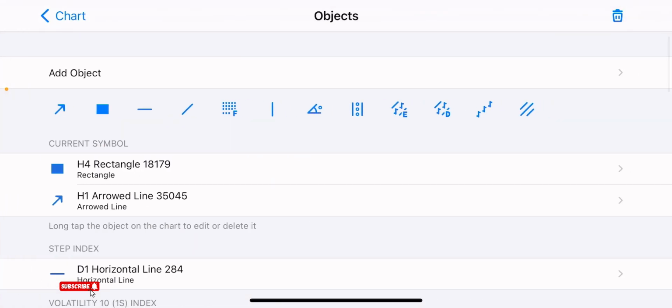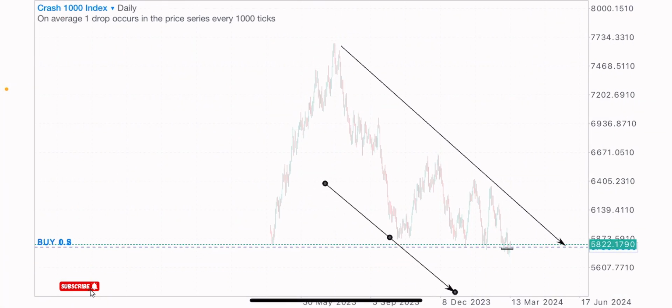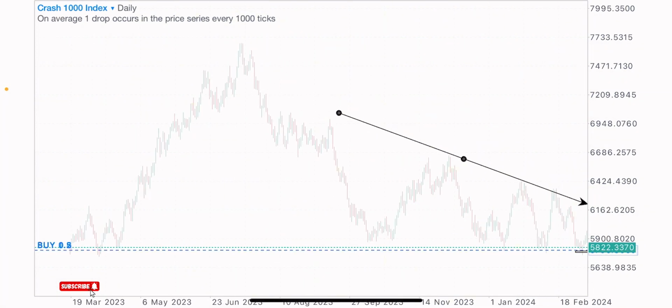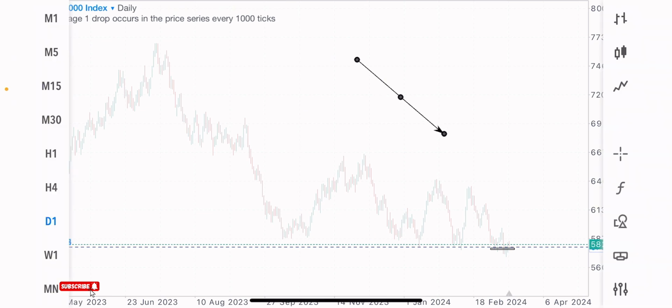So we can see that this index is on a downtrend, creating lower highs and lower lows. That's the first thing I look out for when analyzing this market. So it's well noted that this index is on a downtrend. The next thing I did is to spot my levels and zones.